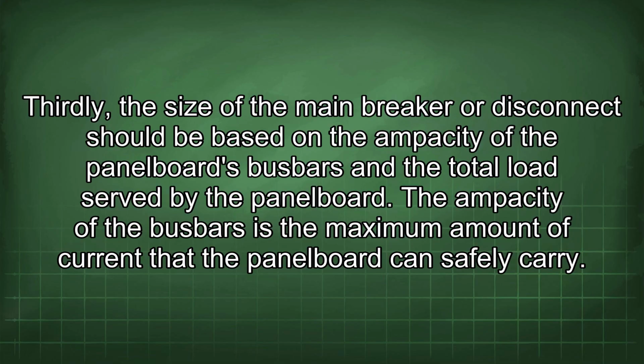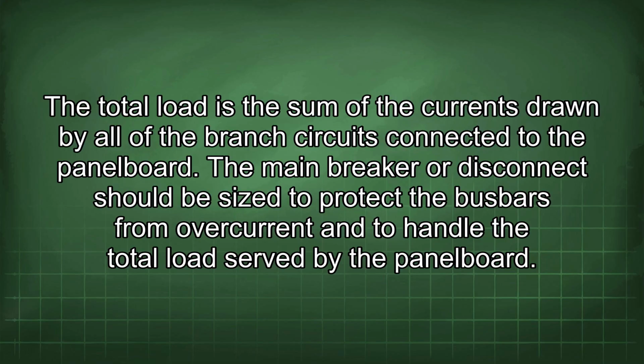The ampacity of the busbars is the maximum amount of current that the panel board can safely carry. The total load is the sum of the currents drawn by all of the branch circuits connected to the panel board. The main breaker or disconnect should be sized to protect the busbars from overcurrent and to handle the total load served by the panel board.